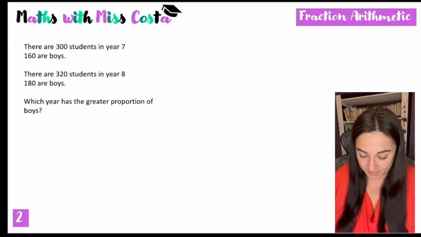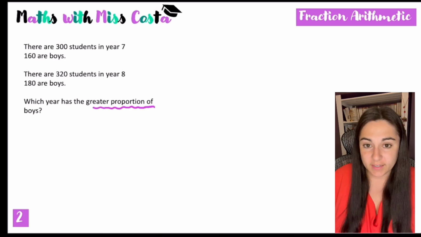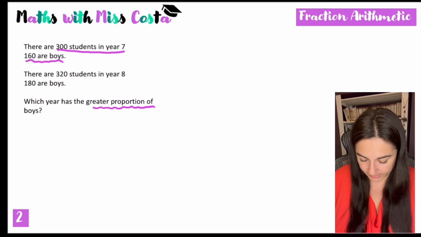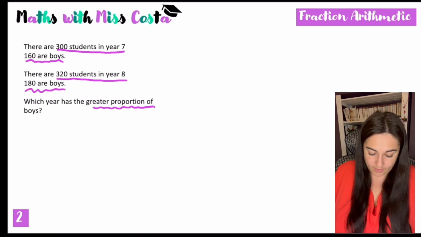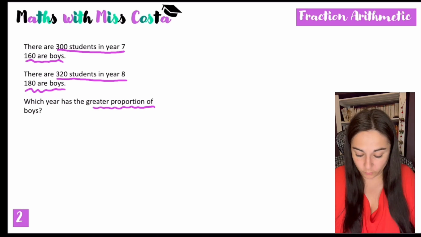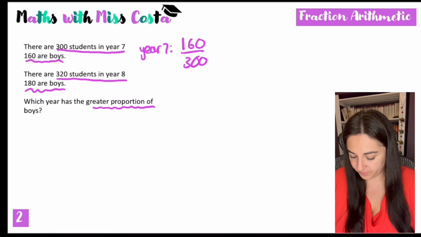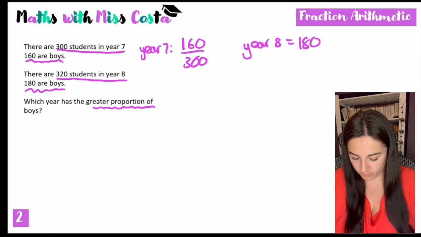Okay, so in this question, I am being asked to work out which year has the greater proportion. So I'm told there are 300 students in year 7, 160 of which are boys, and there are 320 students in year 8, 180 of which are boys. So to find which has the greater proportion, I need to be able to put them into a comparable form. So let's write them as fractions. So year 7 is 160 over 300, and year 8 is 180 over 320.